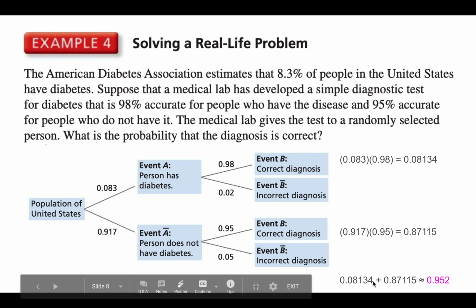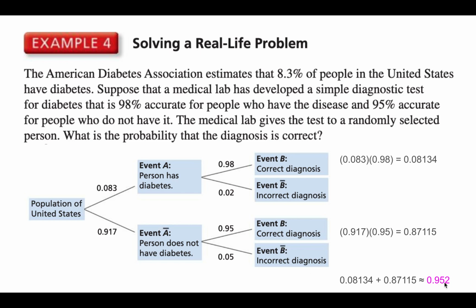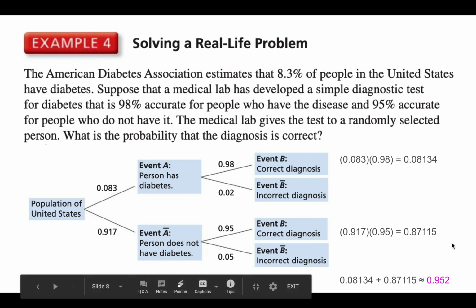When I add those two probabilities together, I get 0.952, or in other words 95.2%, and that's the probability of a correct diagnosis through either of those routes that I outlined above.